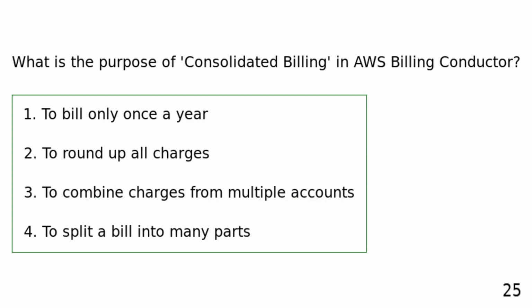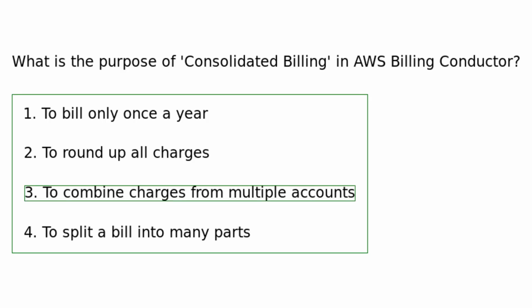chargeback. What is the purpose of consolidated billing in AWS Billing Conductor? To bill only once a year. To round up all charges. To combine charges from multiple accounts. To split a bill into many parts. Consolidated billing in AWS Billing Conductor combines charges from multiple accounts, simplifying payment and potentially earning volume discounts.